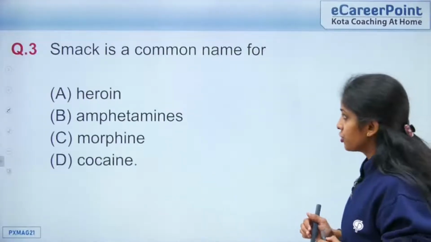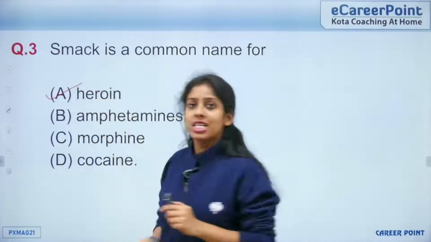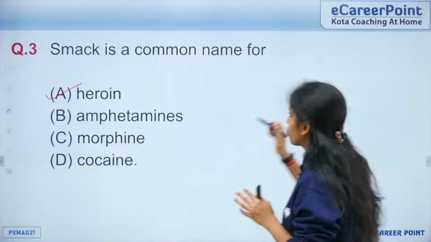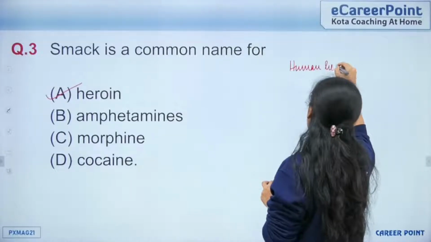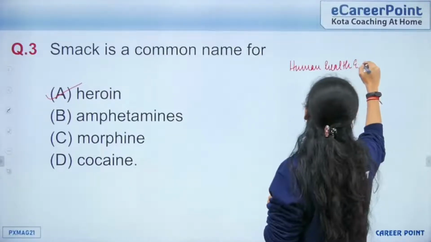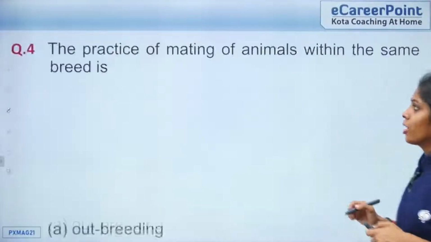So we go to question 3. SMAC is the common name of heroin. This comes under drug abuse, from the chapter Human Health and Disease again. Okay, so I go to question number 4.